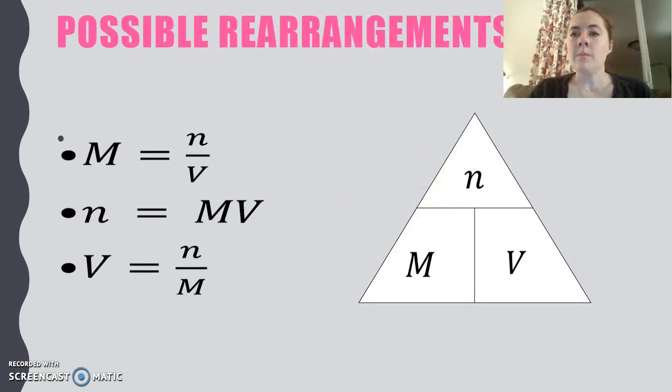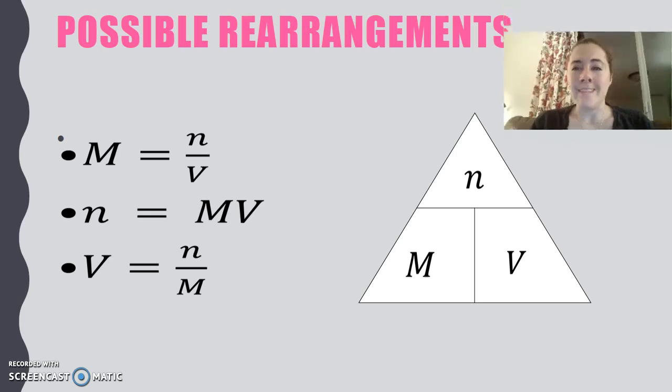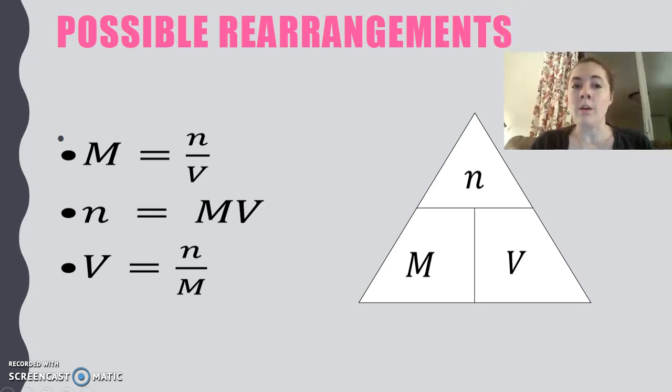You may have seen this before in physical science as the density triangle. We can also look at it as a molarity triangle. So if this is molar, my concentration, this is number of moles, n, and this is volume in liters. We can cover up one of these 3 in order to get the equation that we need for molarity.